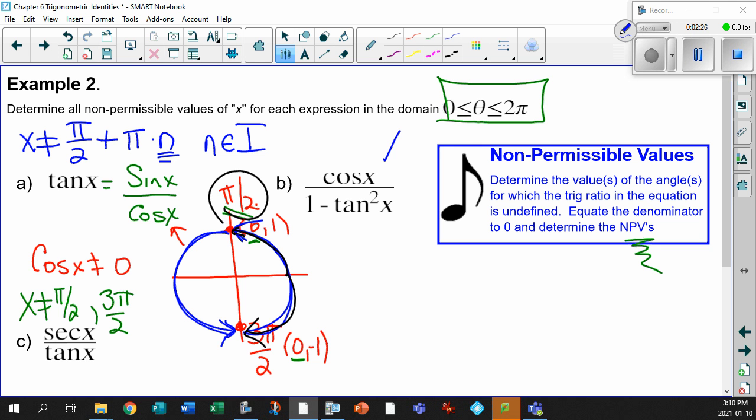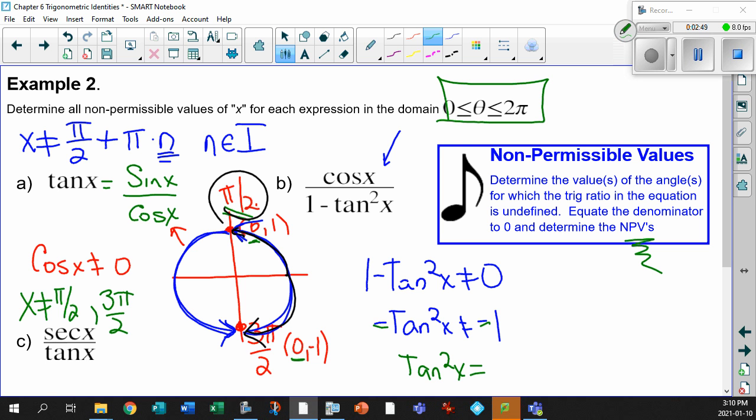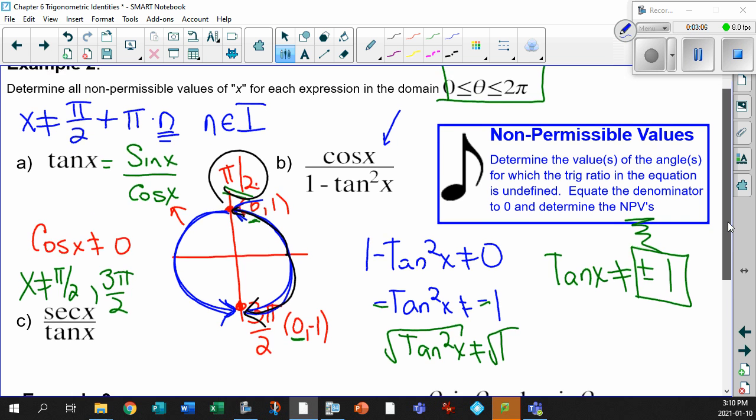Look at this one. Oh, what a monster. But what we look at is we say, okay, 1 minus tan squared x cannot equal 0. Aha. So bring the 1 over. You got minus tan squared x cannot equal minus 1. And then, of course, negative negative makes this tan squared x cannot equal positive 1. Inverse square, which is square root, giving you tan x cannot equal plus or minus 1. Okay, so my question then is, where is tan plus or minus 1?